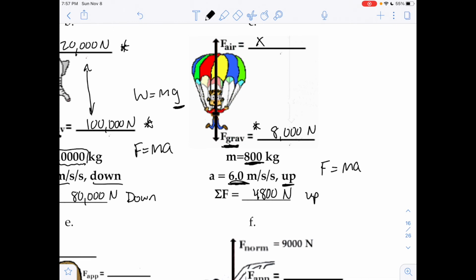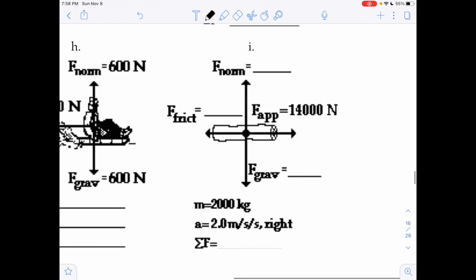So here's how we can figure that out. We know that to get the net force, we're going to do whatever the air resistance is, we're calling that x. We're going to subtract the weight or gravity, 8,000, and that needs to equal 4,800. And if we solve for x, then we're going to get 12,800 newtons. 12,800 newtons. So that one was a little bit different than the one we looked at before. Let's take a look at one more here.